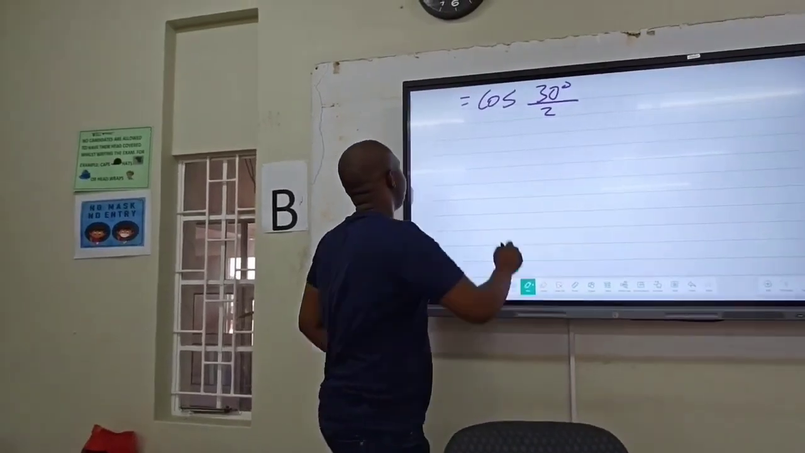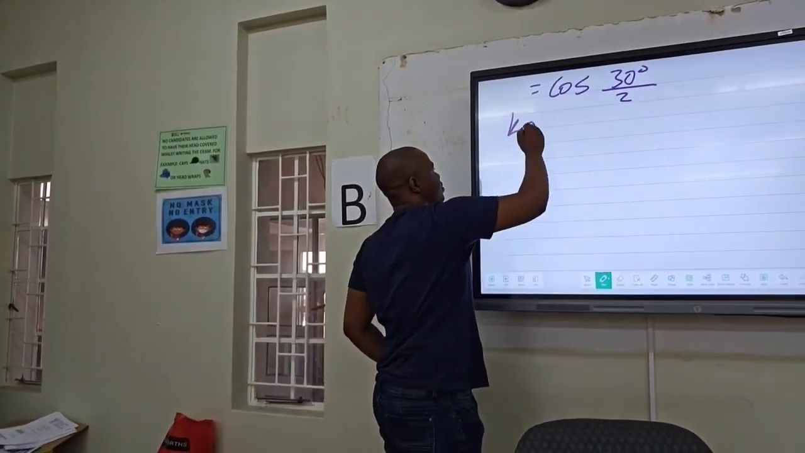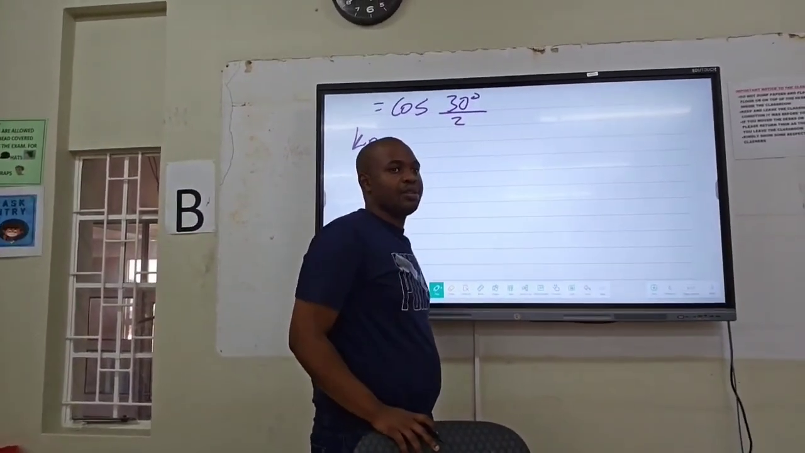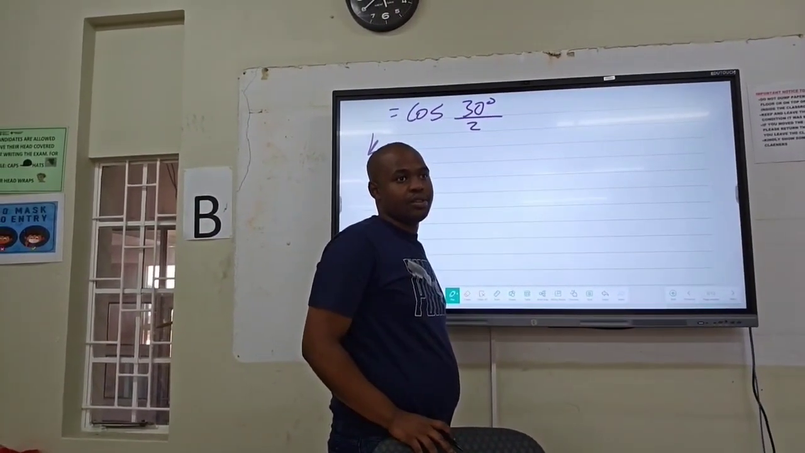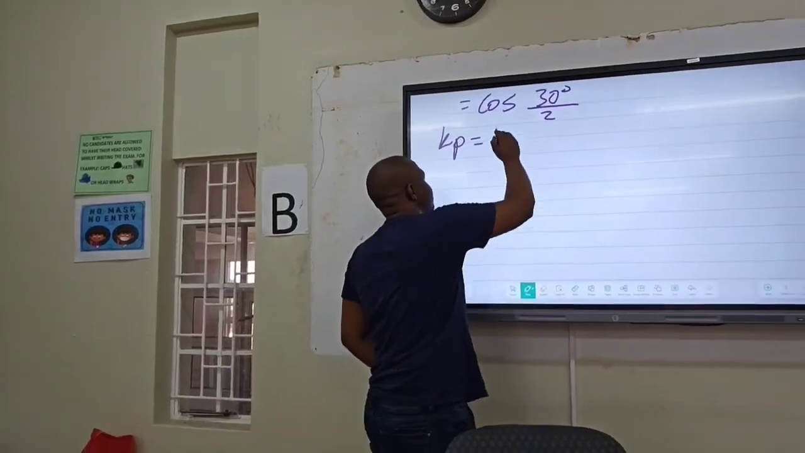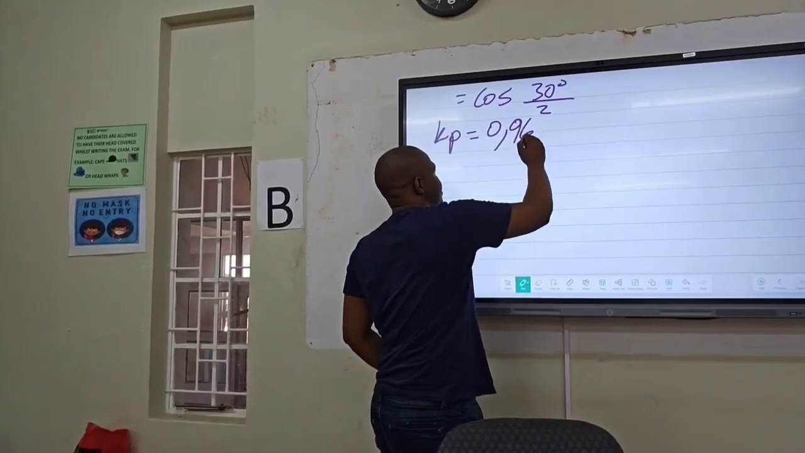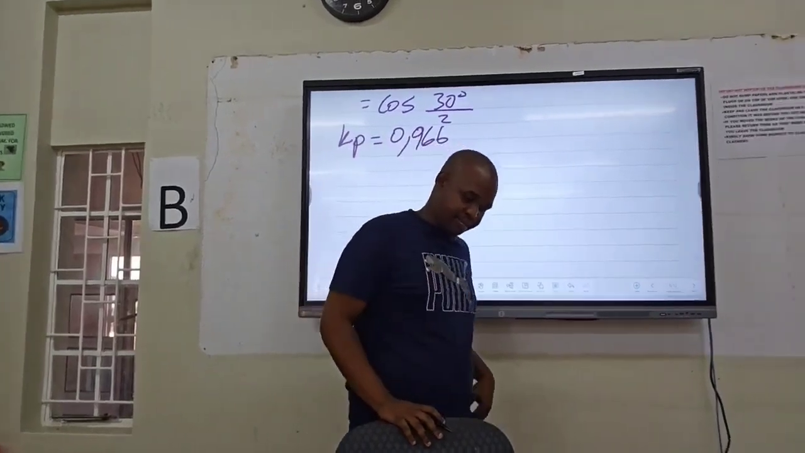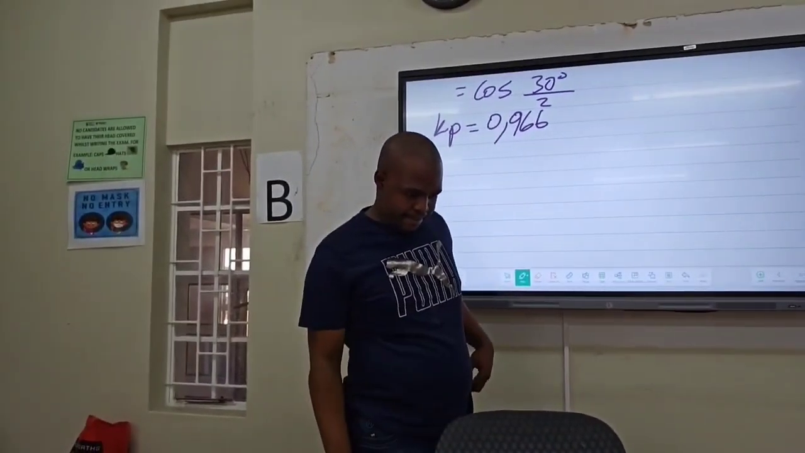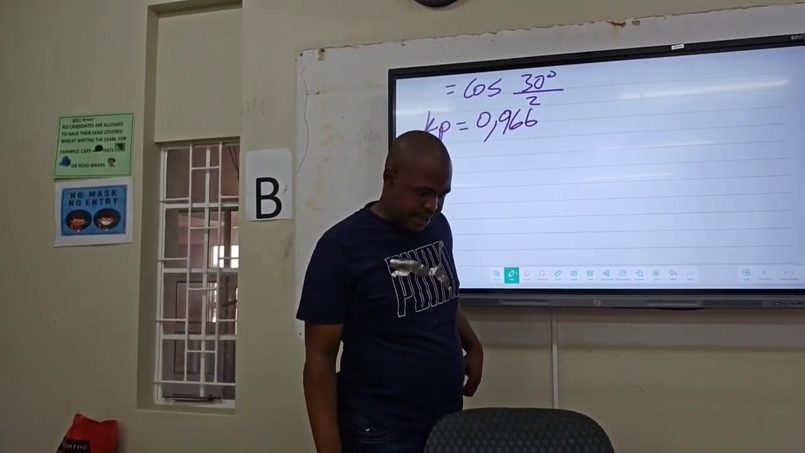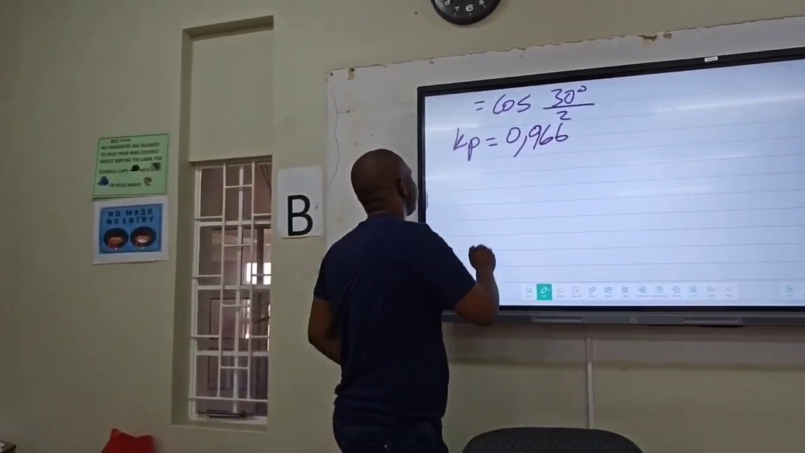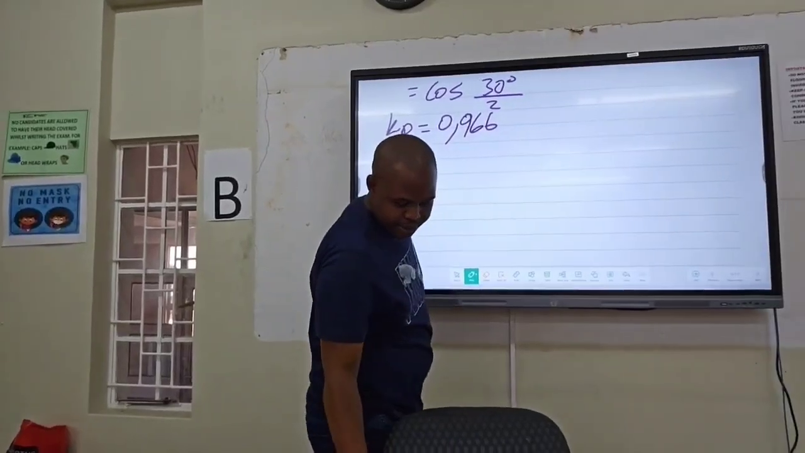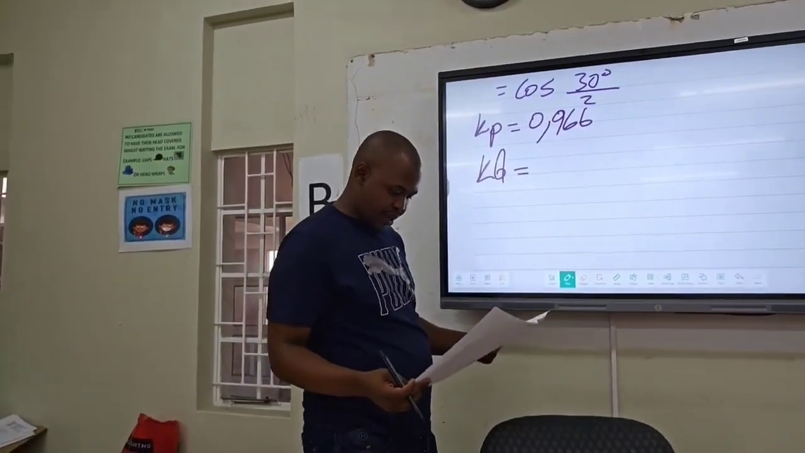Then our pitch factor is 0.966. Next, we get the distribution factor.